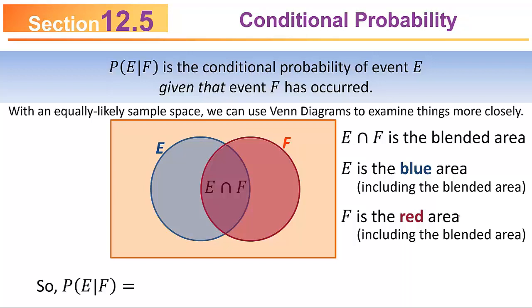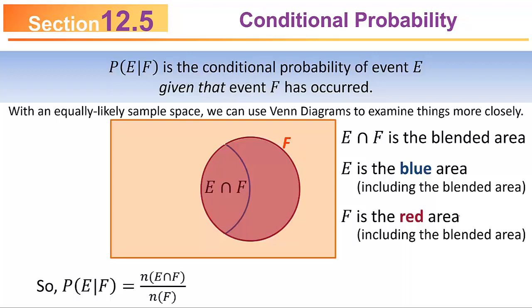So for the probability of E given that F occurred, if you know that F occurred, then you can get rid of the rest of E. If you know that F occurred, you don't have to worry about anything outside of F. However, part of E didn't get erased. The part of E that was outside of F went away, but the part of E that was inside of F stayed because it's in the blended area, the intersection.